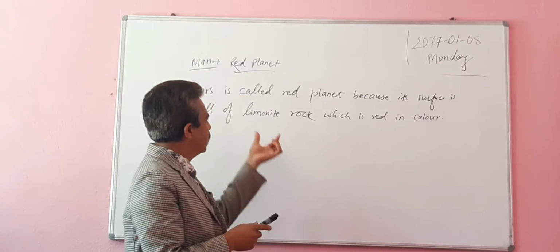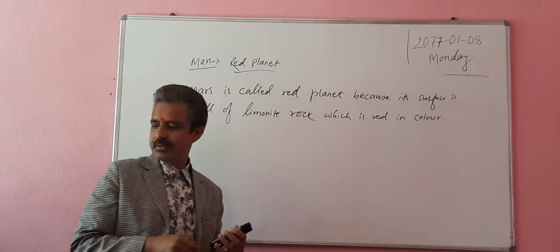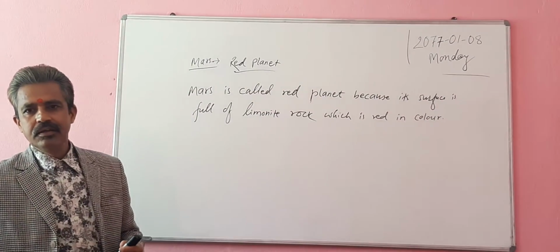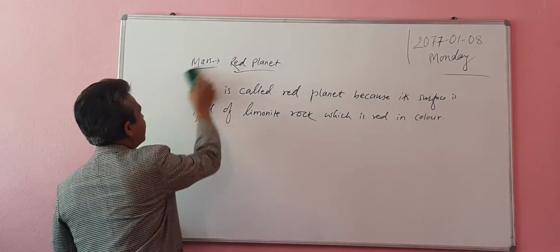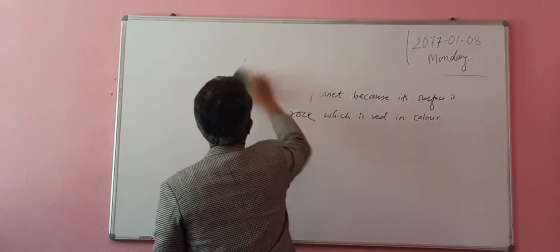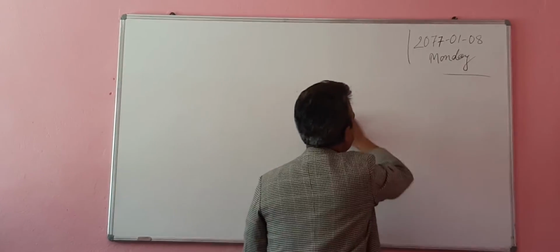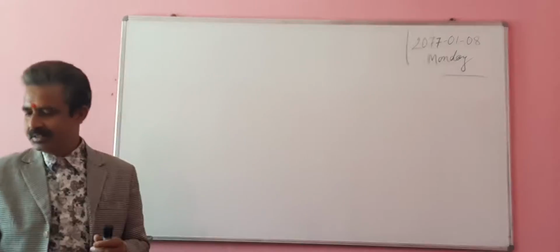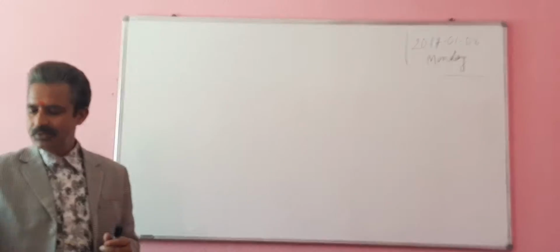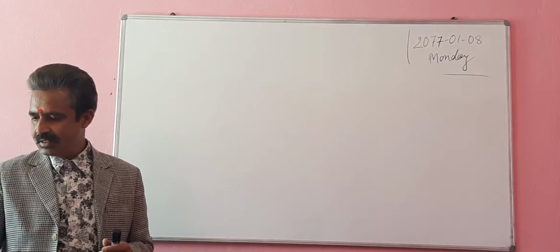By the way, tell me, which metal is obtained from limonite? Iron is obtained from limonite. Okay, iron metal is obtained from limonite. Remember, nothing is difficult. Just you need to be systematic and attentive.